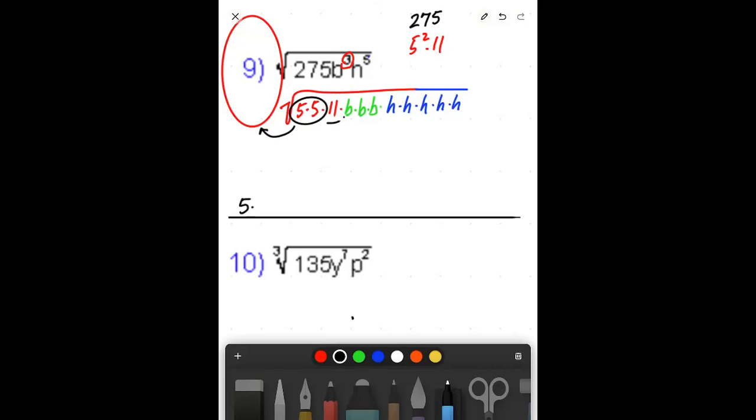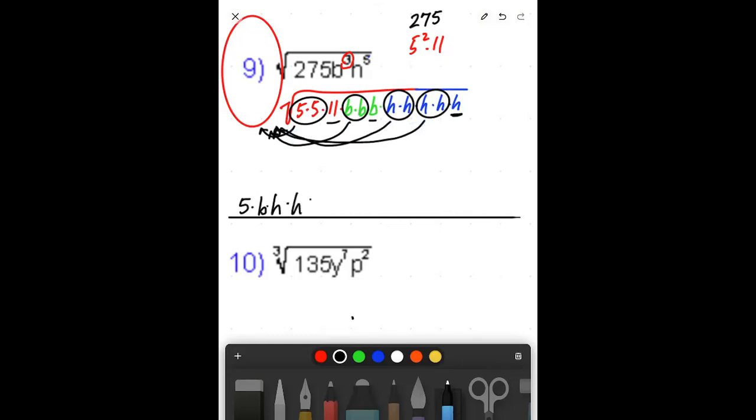And then here's another 2 of a kind. We got 2 B's. So I can pull that out of the radical. And I can't do anything with that B, so it has to stay inside. Here is another 2 of a kind. We got 2 H's, so I can pull that out. So it's going to be times H. And then we got another 2 of a kind, so I can pull that out. So we got H. And then we can't do anything with that.